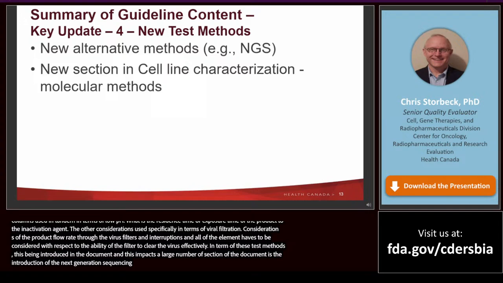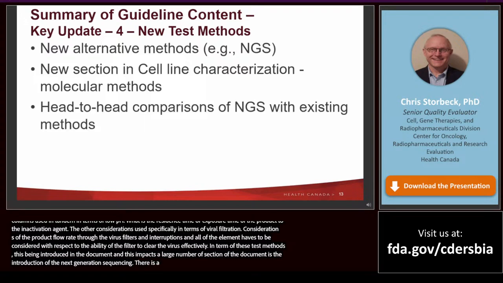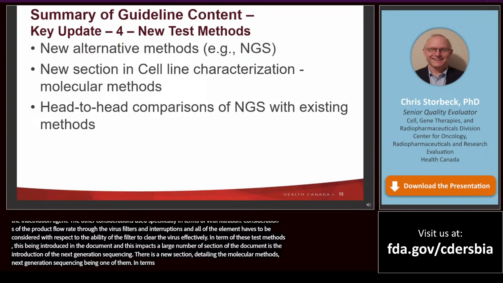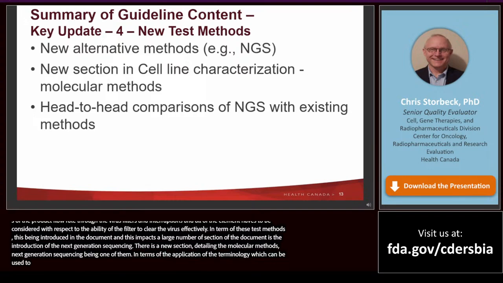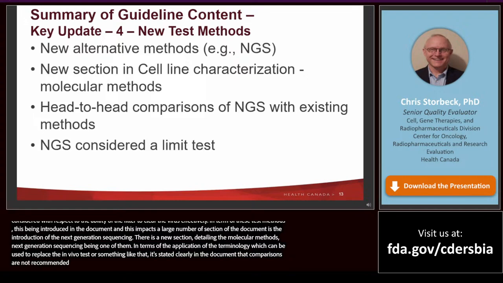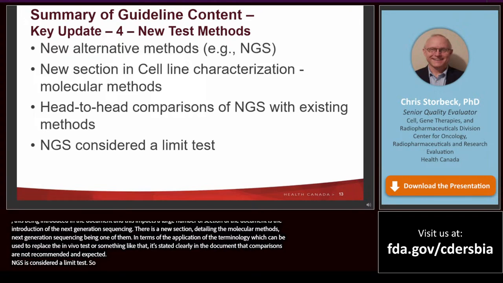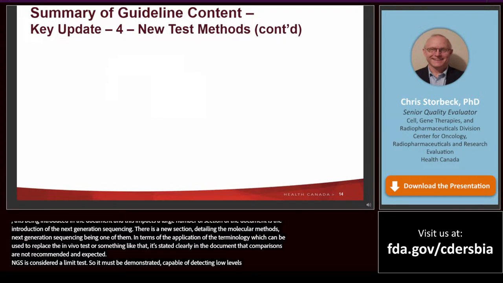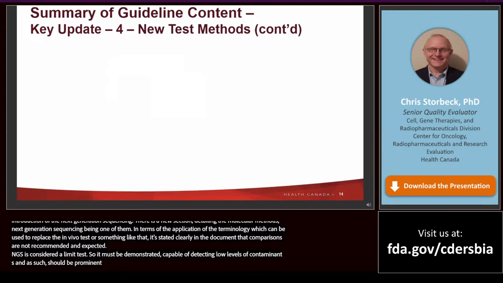There is a new section in the cell line characterization section of the document detailing molecular methods, next generation sequencing being one of them. In terms of the application of the technology, which could be used to replace the in vivo test or supplement or replace the in vitro test, it's stated clearly in the document that head-to-head comparisons are not recommended or expected. NGS is considered a limit test, and so it must be demonstrated capable of detecting low levels of a contaminant, and as such should be appropriately validated for that use.